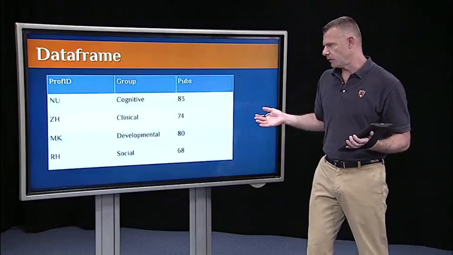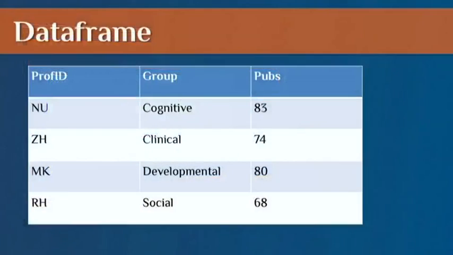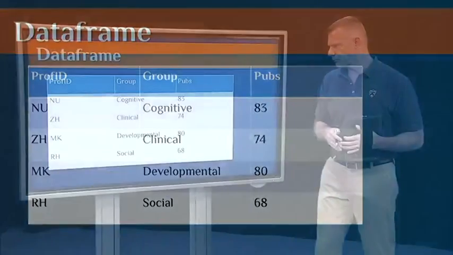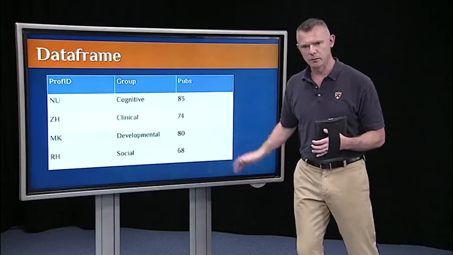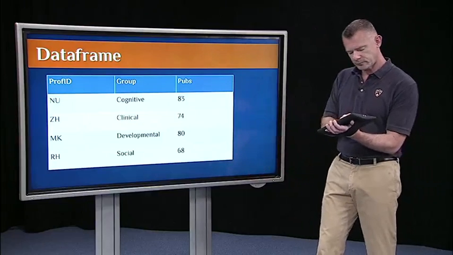Your data frame might look something like this. We could have a professor ID, like the initials of the professor, what group they're in, cognitive, clinical, developmental, whatever, and then the number of publications that they have. So assume these are senior professors. It's a lot of publications, toward the end of their career.